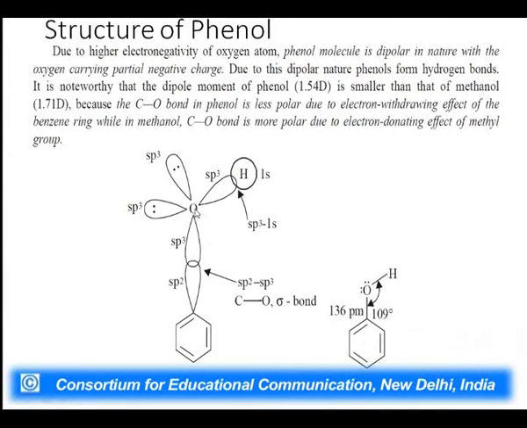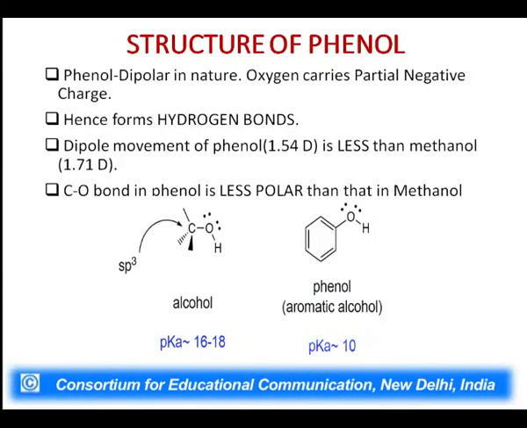As we shall see later, this oxygen is attached to an electron withdrawing group here. This sp2 hybridized phenyl group is more electronegative, and it will pull the electrons towards itself. As a result, phenol is a polar molecule, and its dipole moment is 1.54 D. If we compare this phenol with an alcohol, then what we find is that alcohols and phenols both have a hydroxyl group. They have the same functional group. Yet the properties of phenol and alcohols are very different.